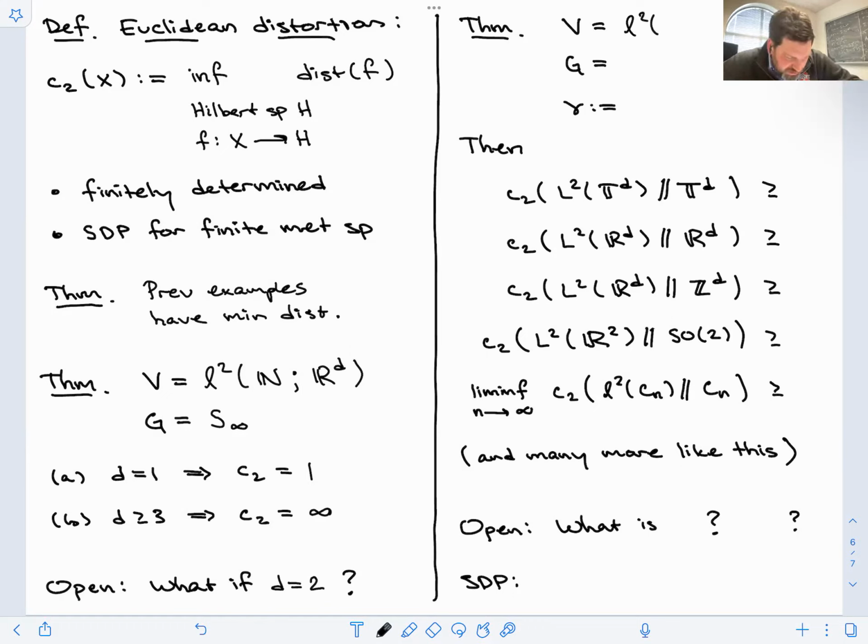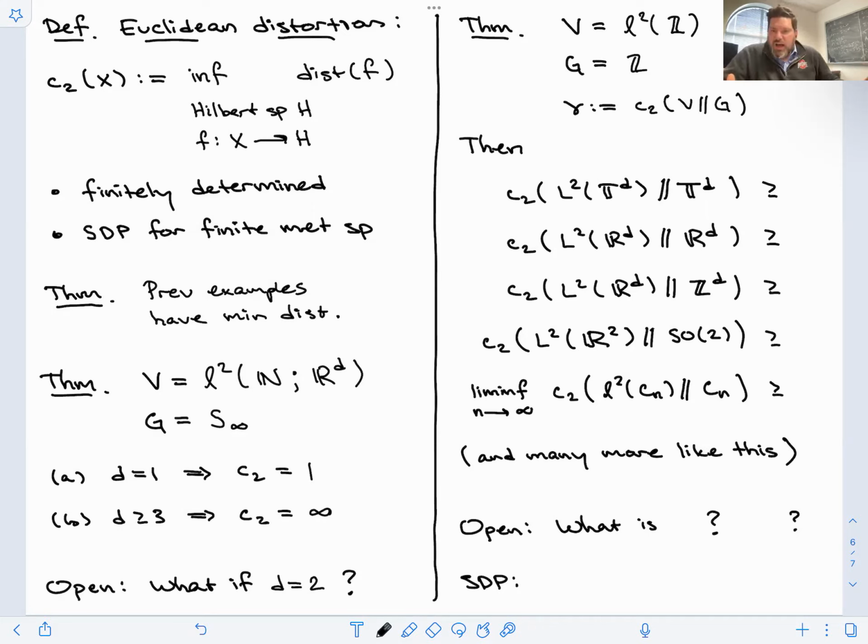Okay, I'm going to close with one more example. So we're going to take little L2 of the integers, and we're going to mod out by translation. So here, gamma is going to denote the Euclidean distortion of little L2 of Z modulo translation.